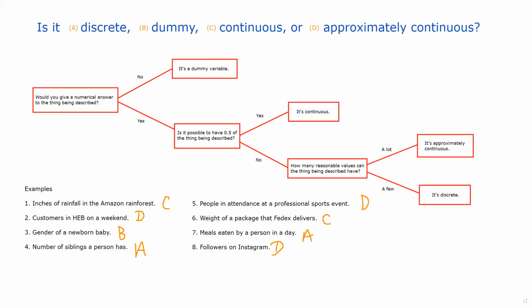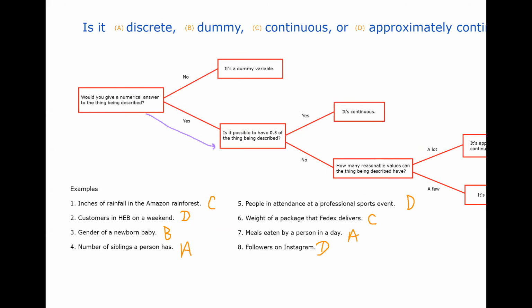We're going to go down. Let's do this in purple this time. So I would say yes. You would describe it with a number of deliveries, and I think it even says number in the question. Let me move my screen so I can see this at the same time I'm drawing. Okay. Is it possible to have half of the thing being described? Could you have half a delivery? No, you couldn't. You couldn't say Amazon made 22.5 deliveries a day.